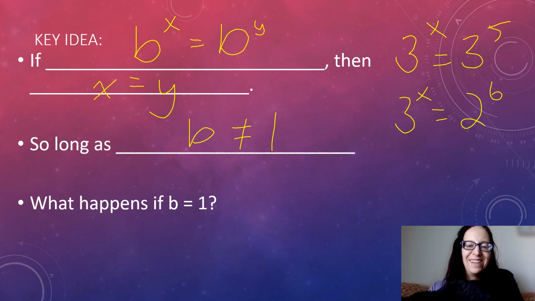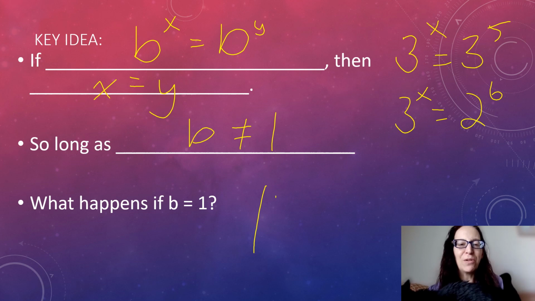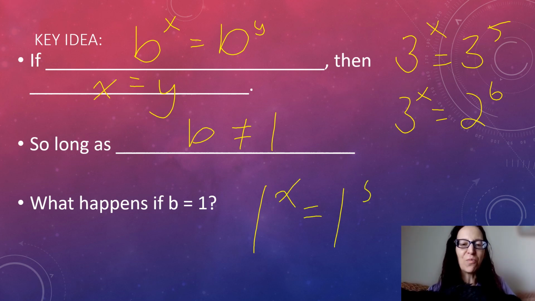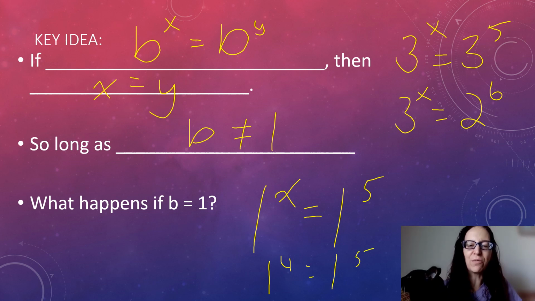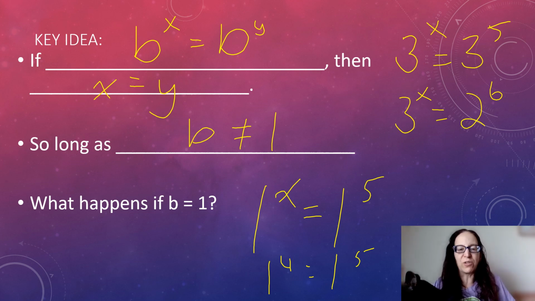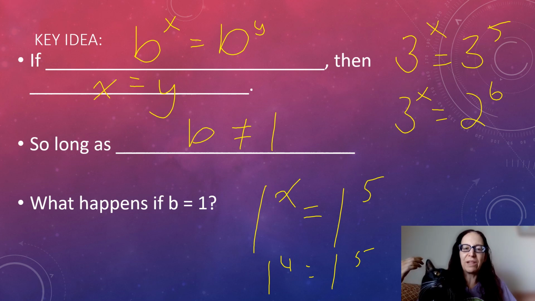So if b does equal 1, suppose you have 1 to the x is equal to 1 to the 5th. Well, could x equal 5? Sure. But notice this. If you had 1 to the 4th, that would also be equal to 1 to the 5th, because that's just 1 times 1, 4 times versus 5 times. Anything times 1 is itself, and you're just multiplying it in. 1 is what's known as the multiplicative identity. So it does behave differently from other numbers.